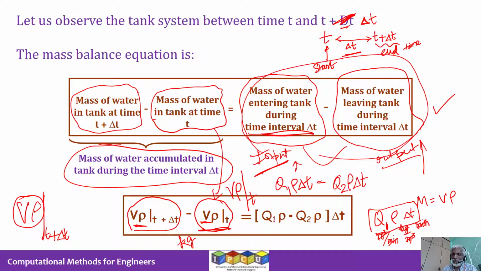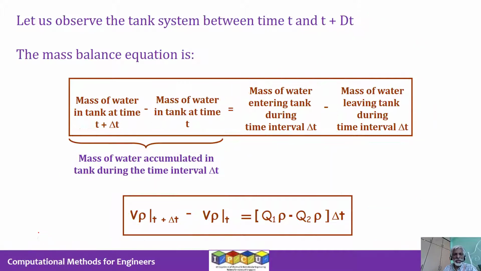That is going to be the mass of water that has left the tank during this time interval delta T. So if you take the delta T outside, you can write the right hand side term as Q1 rho minus Q2 rho, the whole thing multiplied by delta T. So I hope this equation makes sense. The trick is we observe the system for delta T time units between time T and T plus delta T. Then we say, what is the mass of water in the tank at time T plus delta T, the final time, minus the mass of water at the initial time. The difference must have come from the imbalance between the inflows and the outflows, right?